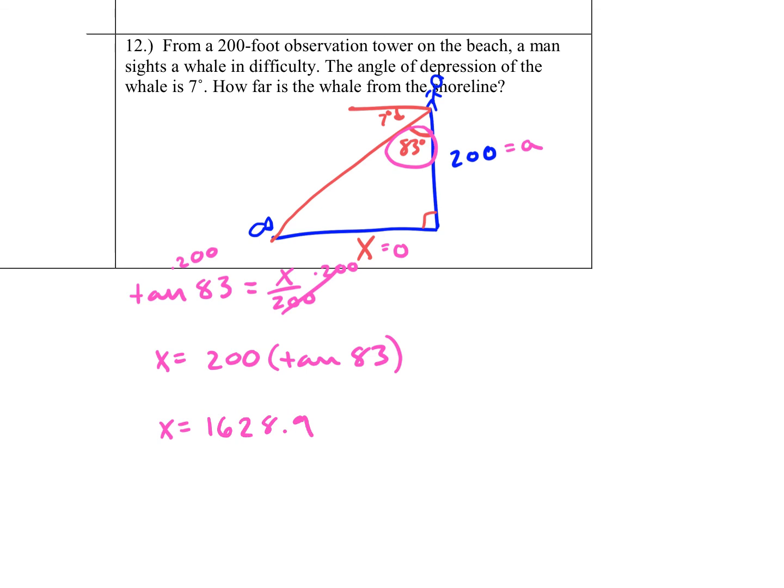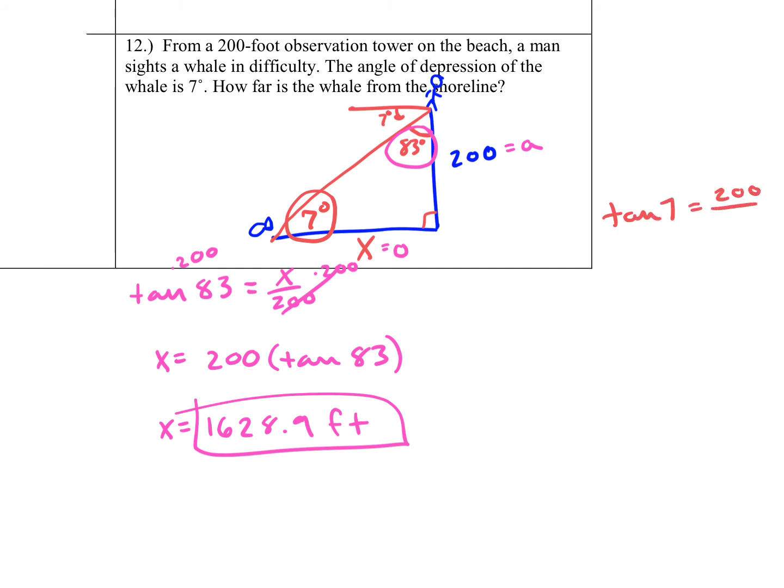Perfect. And this is in feet. Right. So this one down here would be 7. But if you use this one, you would be taking the tangent of 7, which is equal to 200 over x. So it's a different formula, but you would get the same answer.